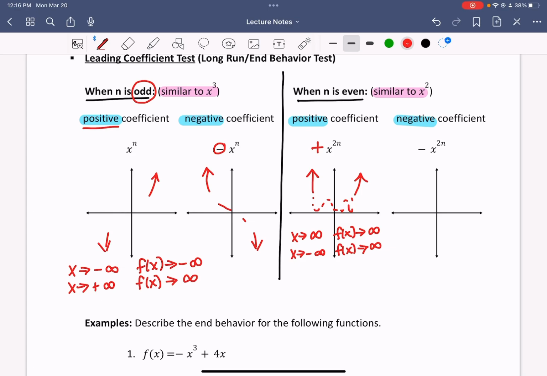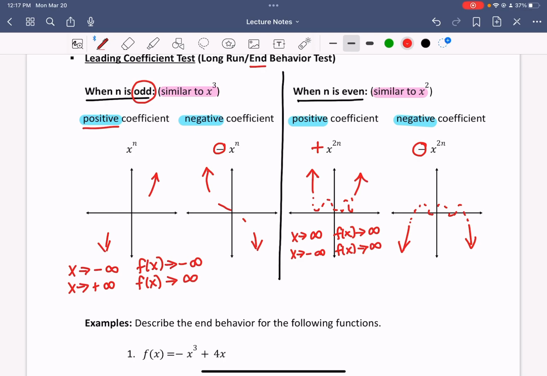Now what happens when we put in this negative? Remember, that's a reflection, that's a flip, so that means now it's going to be flipped downward. And again, we don't know what's going on inside of here. It could have many loops or curves. But what we just want to know is, what is the end behavior? What are those arrows doing?